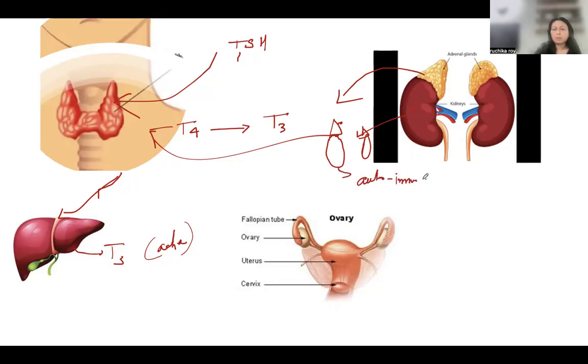We know what an autoimmune disease is. In this, the body's own cells attack the body's own cells. So what happens in the thyroid gland is that the cells of the thyroid gland attack its own cells. The cells of the thyroid gland attack the body itself. So these are the autoimmune diseases.